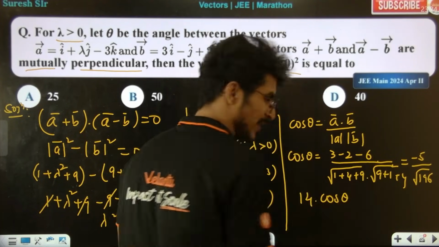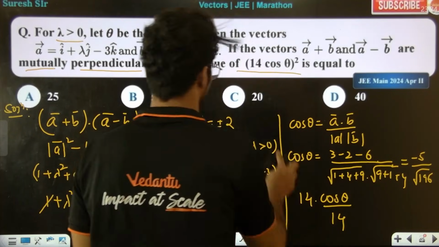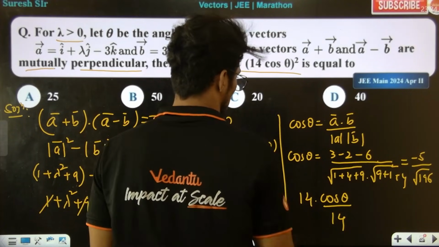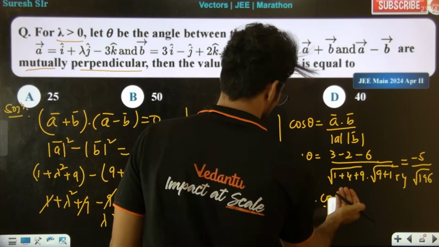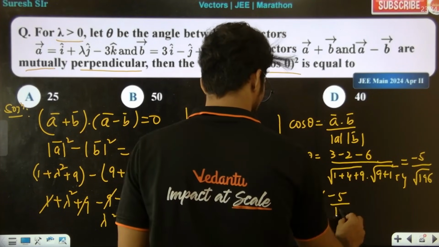So square root of 196 is what, sir? Square root of 196 is 14. Are you getting the point? 14 cos theta. So cos theta value is what, sir? Cos theta value is minus 5 by 14.